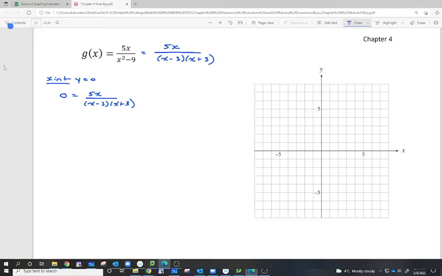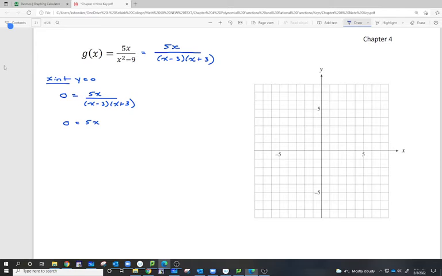Okay. To solve, I'm going to multiply by x minus 3 times x plus 3. So I'm going to be left with 0 equals 5x. This time the x didn't go away. So you're going to notice this pattern: if there's an x in the numerator, you're going to end up with an x-intercept, and if there isn't one, then you won't. I'm going through this whole process every time because in 4.6 you have to, okay?